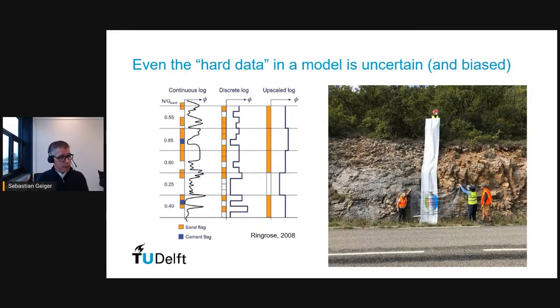So this is me standing on top of a carbonate outcrop in the south of France with Mark Bentley and some of his colleagues. They hold a synthetic log sheet, the famous shower curtain that shows how much of a formation the wireline log that we run down a well actually samples.